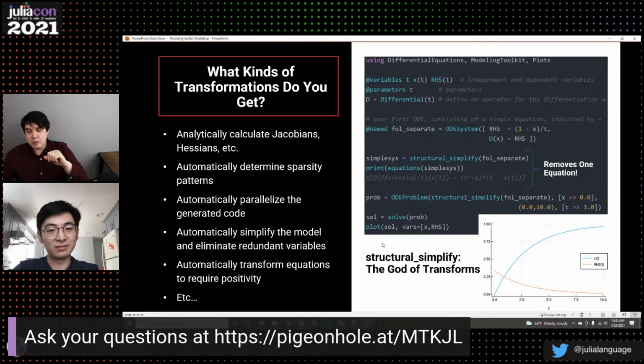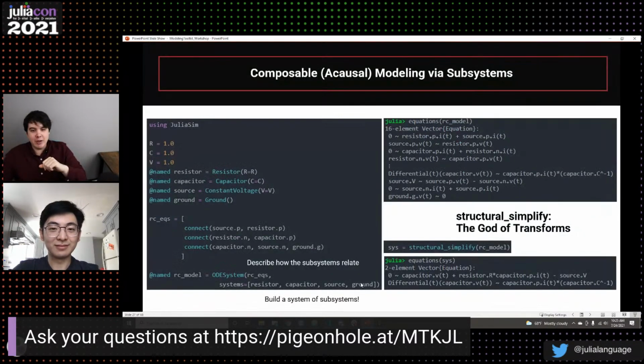Right. So structural simplify, I'm going to mention it again and again. Structural simplify is the god of transformations. It is the way of thinking about what simplify of a model means in its most general form. So let's actually dig into a few cases of that, though.